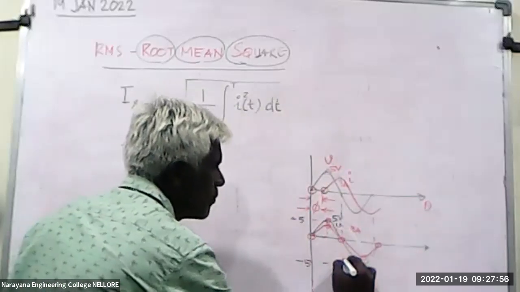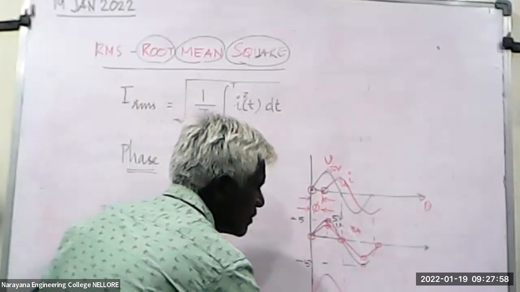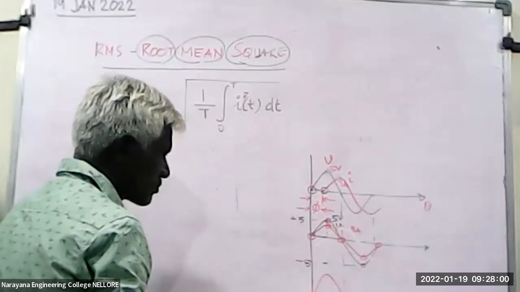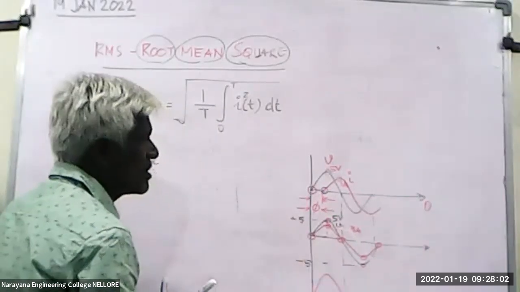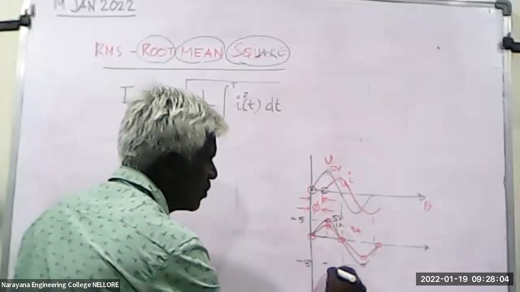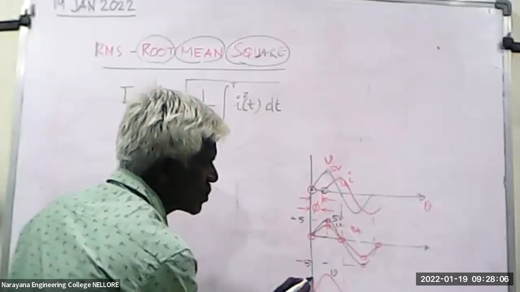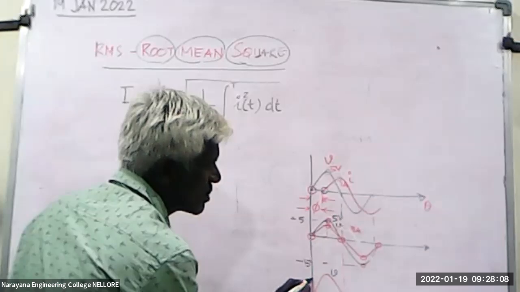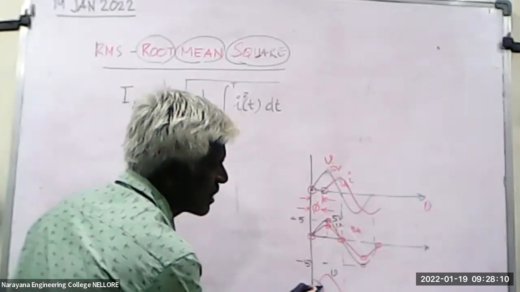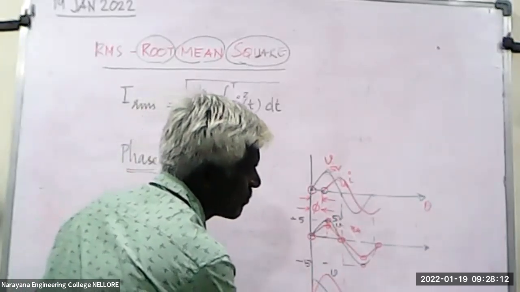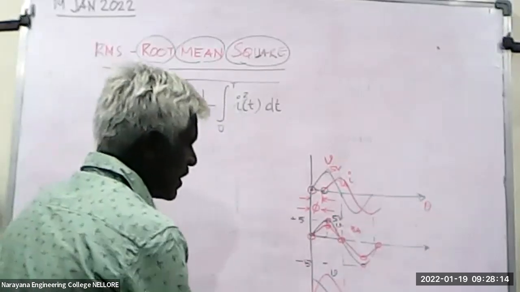So you take another thing: now I want to draw the advanced current. This is my voltage, and I want to advance the current so that I start from here. You can see I draw like this. Now we can see.